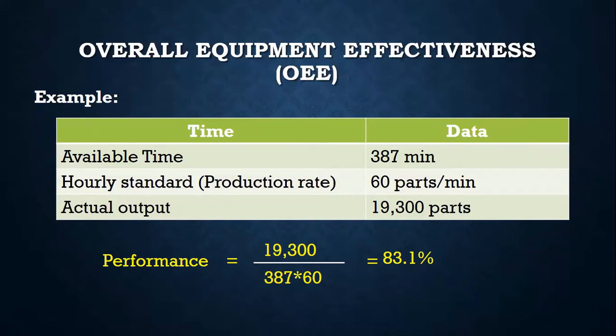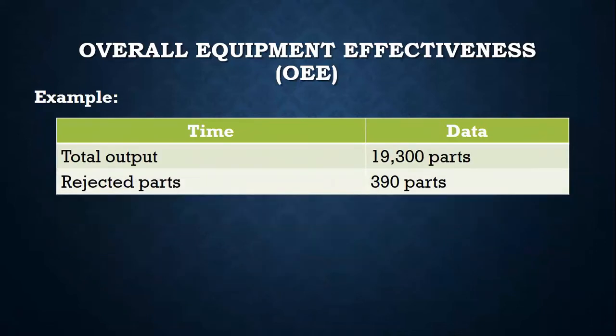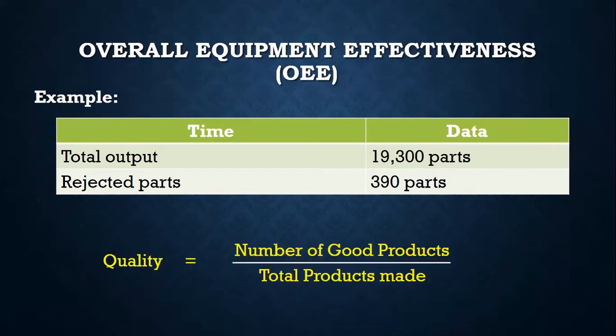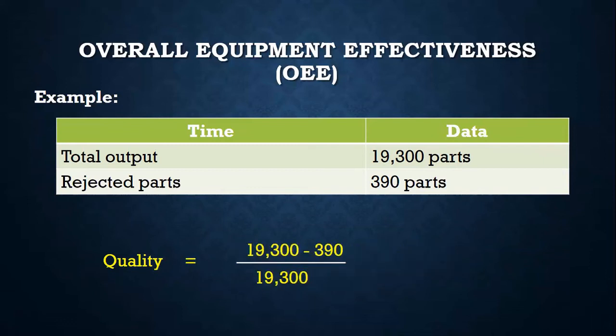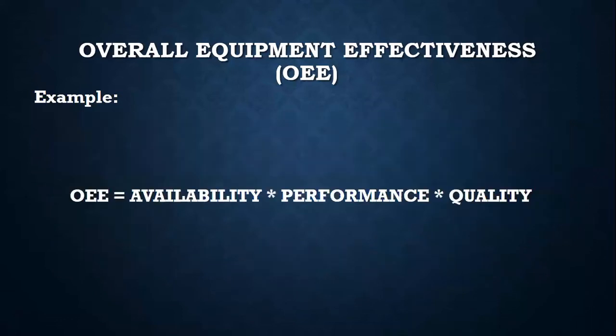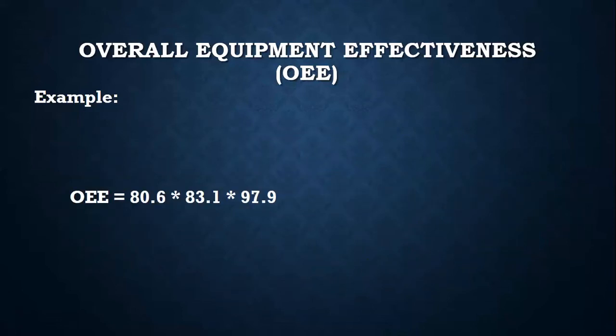For our last parameter, that is quality, we assess bad part and good part proportion from output. Here, a total of 390 parts were found bad or rejected out of 19,300 parts produced. Quality is simply the ratio of good parts to total produced parts. When calculated for our example, it comes out to be 97.9%. Now finally, to calculate percent OEE, we multiply all 3 components, which gives us a result of 65.6% OEE. Hope you got the concept right.